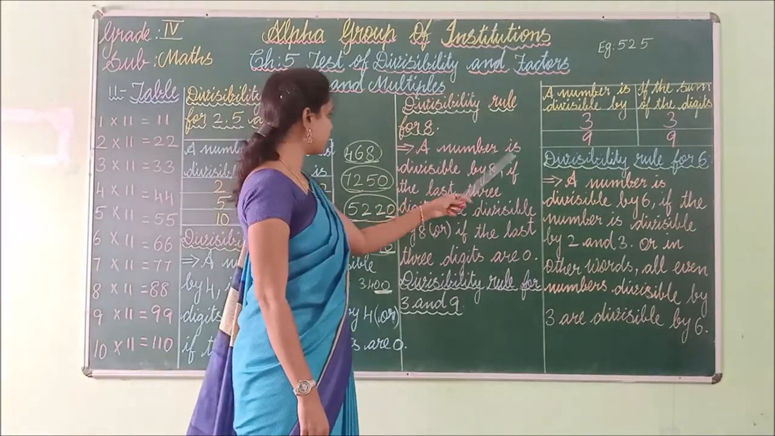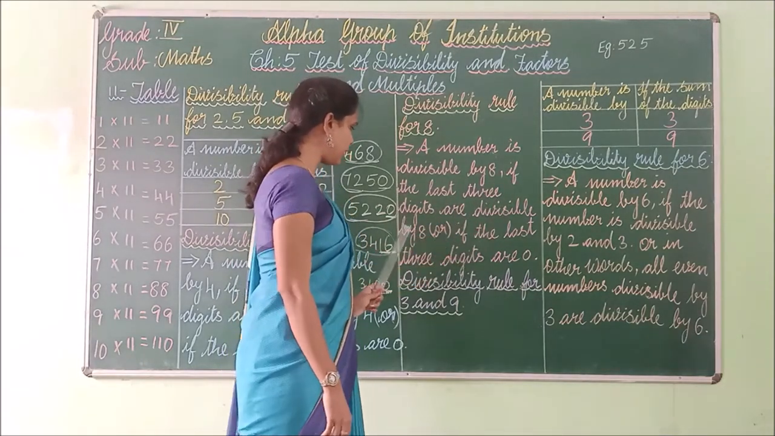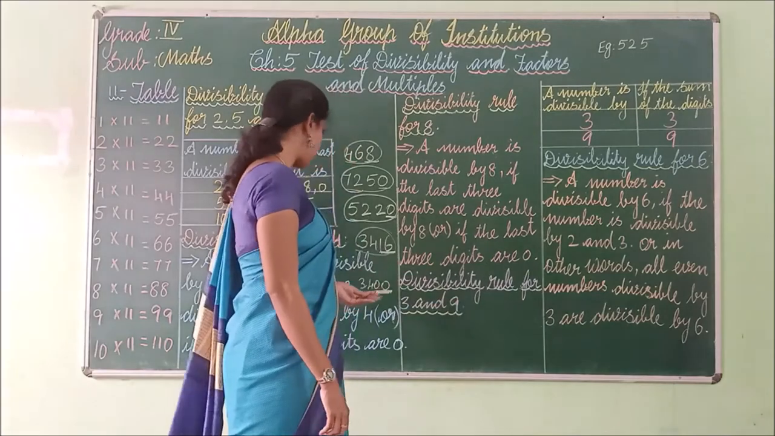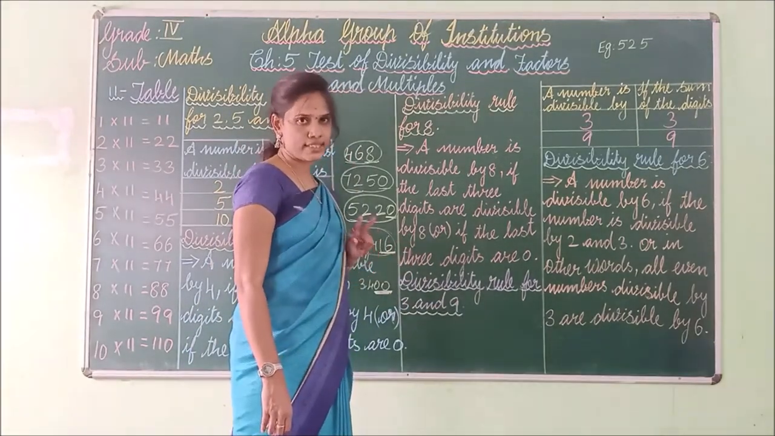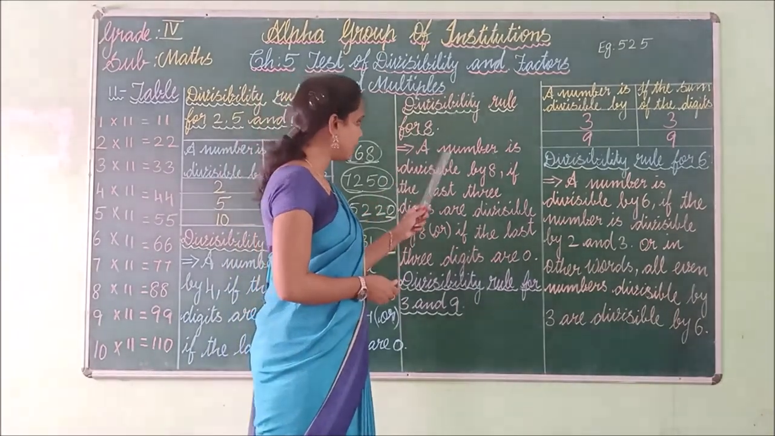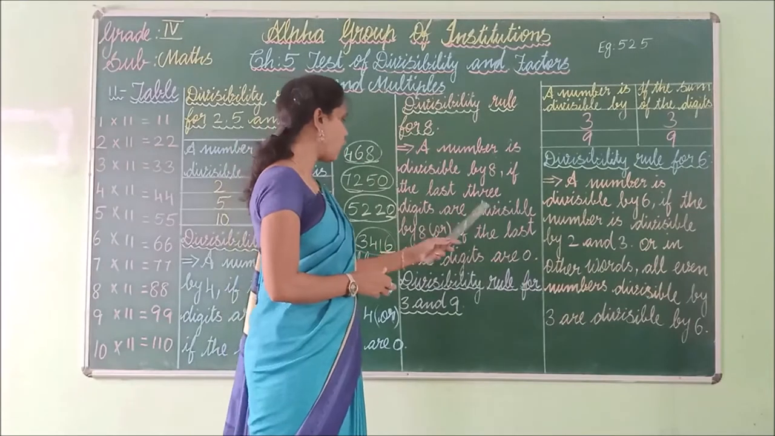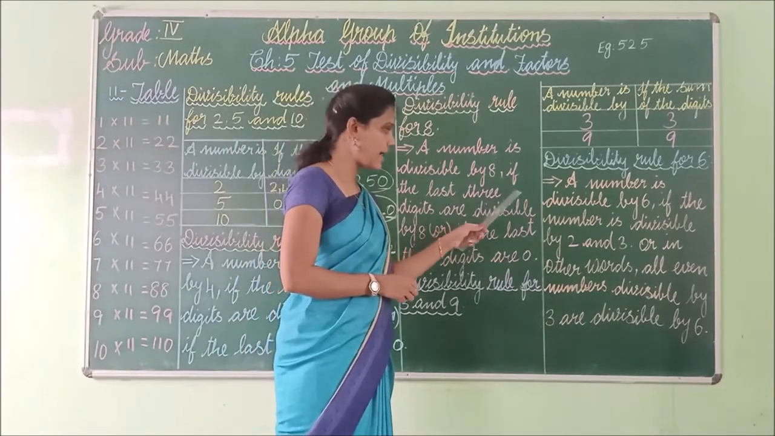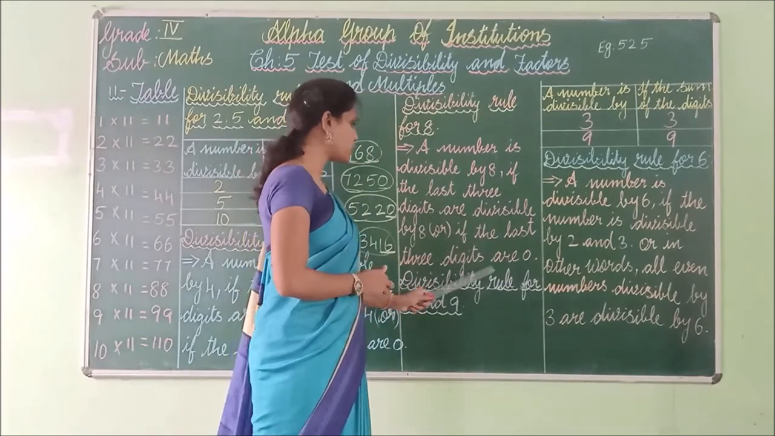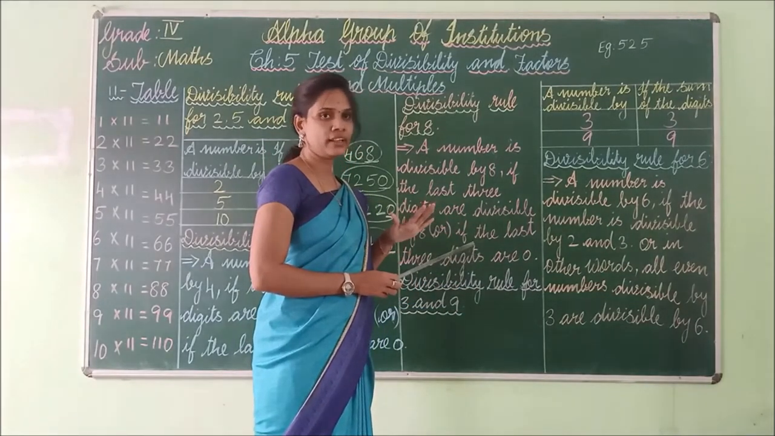Next, divisibility rule for 8. See, a number is divisible by 8 if the last 3 digits are divisible by 8 or if the last 3 digits are 0. Same we have seen for 4, no? There we checked the last 2 digits, but for 8 you have to check the last 3 digits. It should come in the 8 table, or if the last 3 digits are 0, it will be exactly divisible by 8.